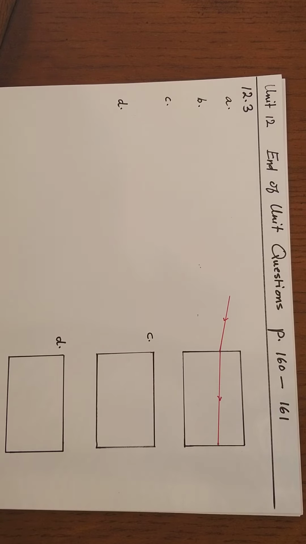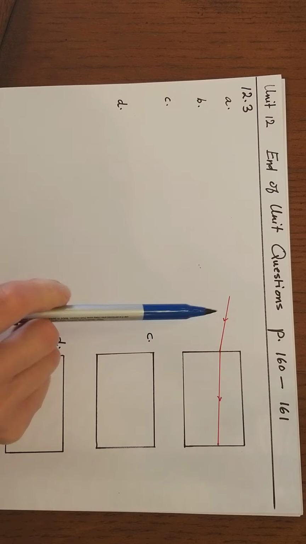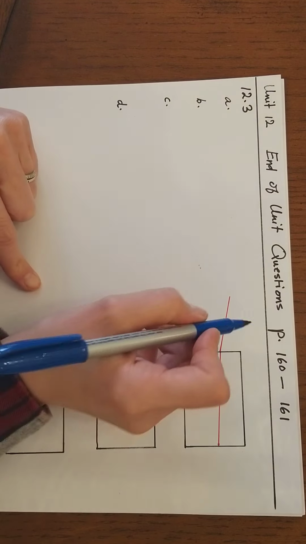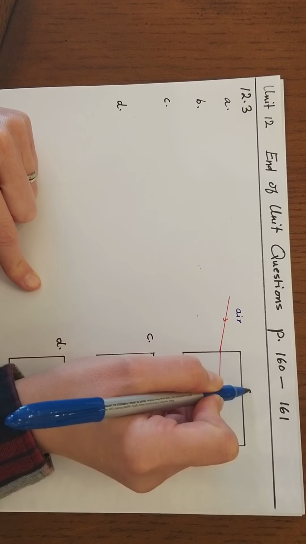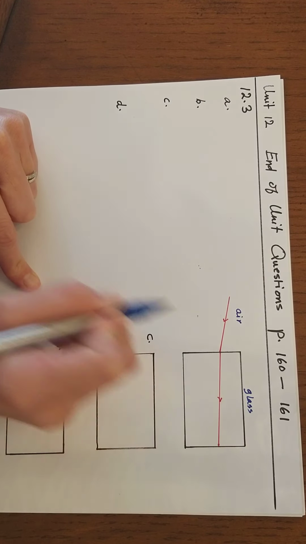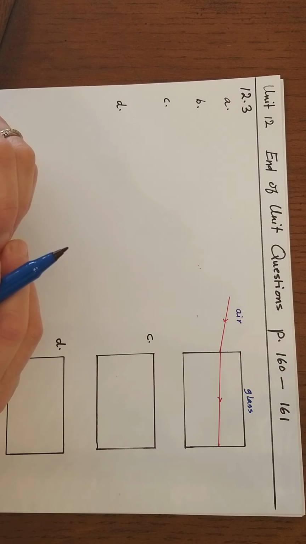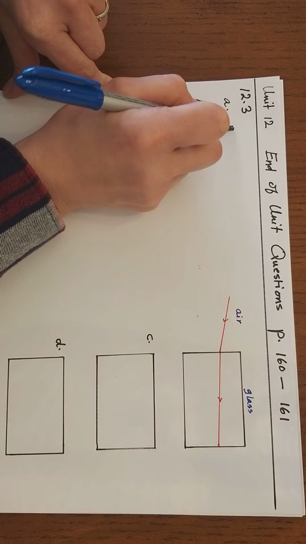Question 3. The diagram shows a ray of light passing from air into a glass block. A. What name is given to the bending of light when it travels from one material into another? Remember that we said that when light passes from one transparent material into another, like in this case air and glass, it bends, and we call this refraction. So the name of the bending of light is called refraction.